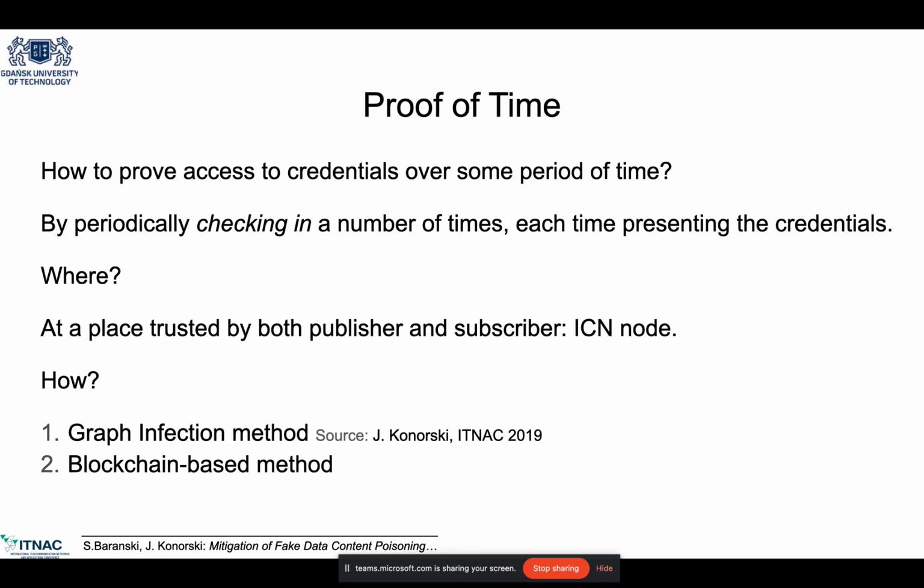Proof of time must be located at a place trusted by both parties, the publisher and an interested subscriber, and a method of its creation must be designed. An existing proposal presented at last year's ITNAC conference uses a graph infection mechanism where each ICN node can be infected by, that is, trust, a given piece of content. We propose here a novel method based on blockchain, to be presented further.